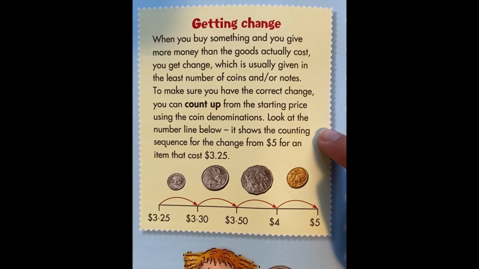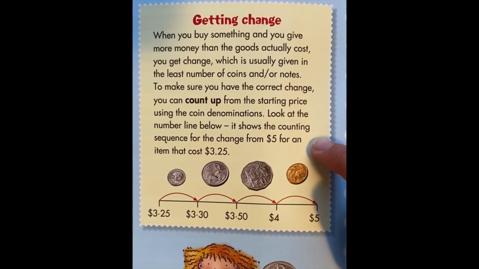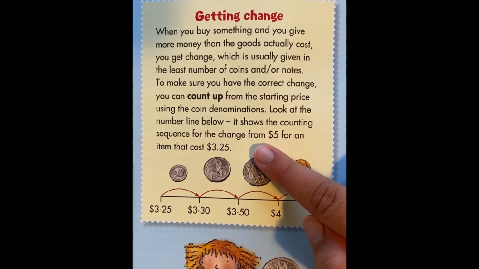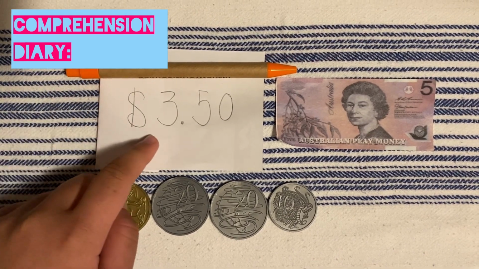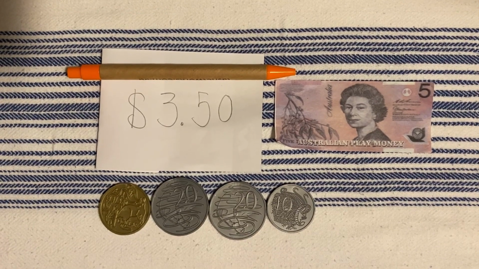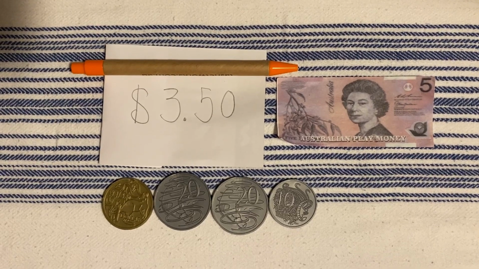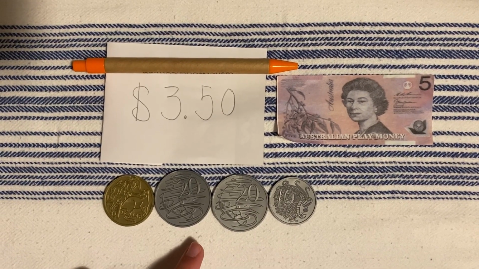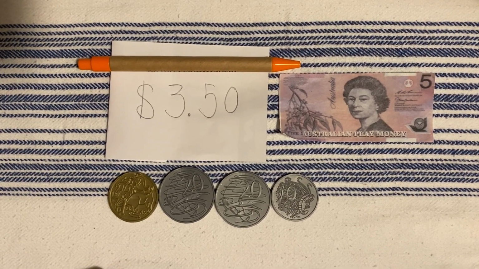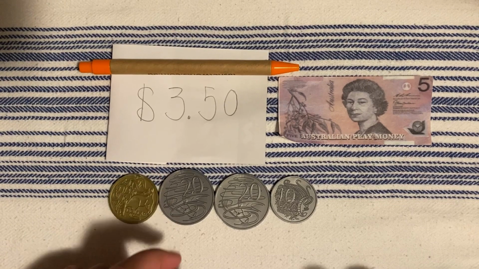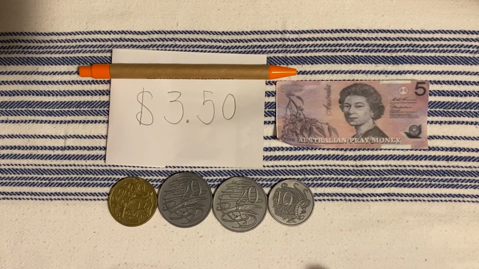It shows the counting sequence for the change from $5 for an item that cost $3.25. This pen costs $3.50. I gave the shopkeeper $5 and the shopkeeper gave me $1.50 as the change. I am going to count up from the starting price to the amount I gave to the shopkeeper to see if I have the correct change.